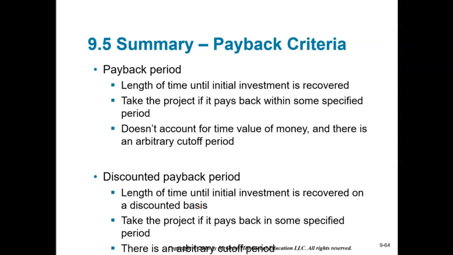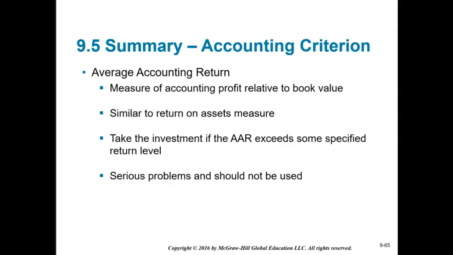And then finally, we talked about the average accounting return, which is a worse technique because it relies on the accounting profit, and it's relative to the book value, similar to the return on assets measure. Take the investment if the average accounting return exceeds some specified return level. It has some serious problems and should not be used.